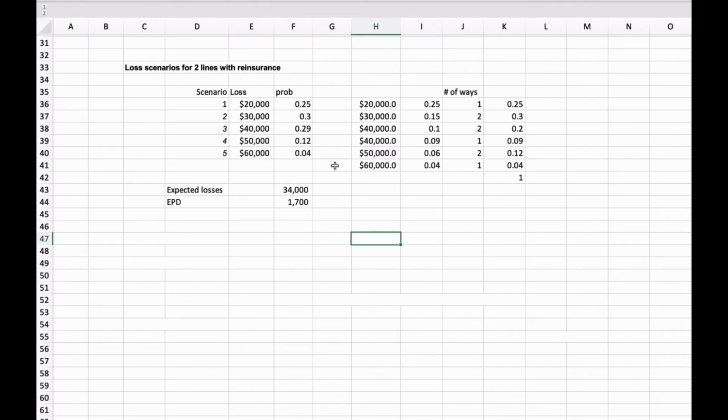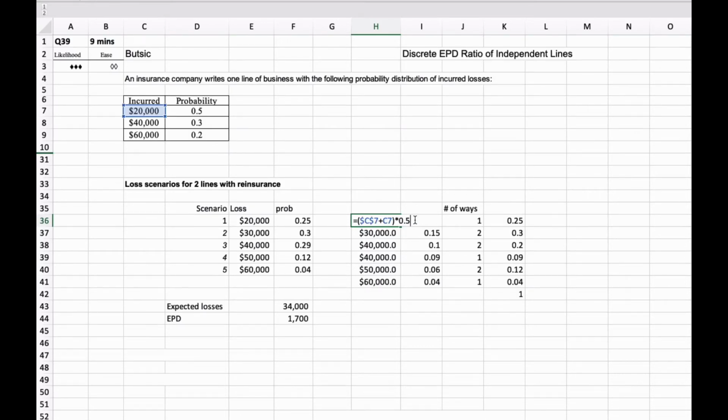Now, we need to construct the probability distribution for two lines. For each loss in the first line of business, there are three possible loss scenarios in the second line. We can create all loss combinations by combining the first loss in the table with itself and the rows below it. For 20,000 loss in the first line of business, add 20,000 for second line and multiply by 50%. Use absolute cell reference for the 20,000 loss for the first line and drag down the formula 2 rows for the other two losses in the second line.